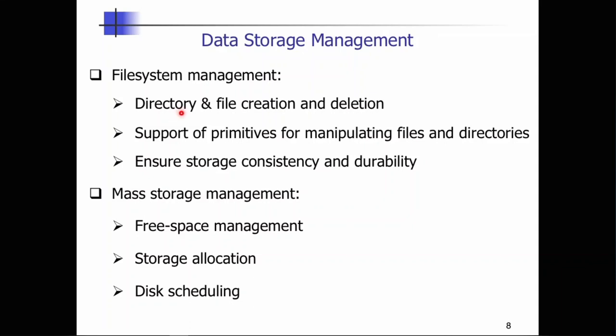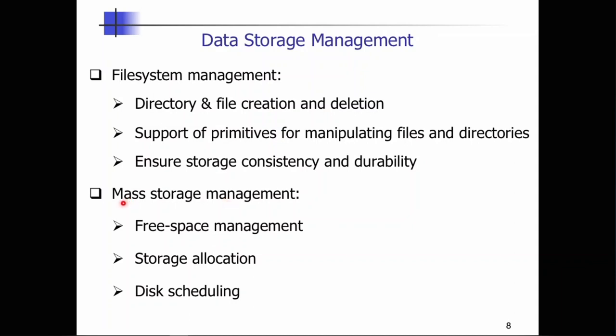And within those directories or even subdirectories, you will eventually have some files. All of that is managed by the operating system, and we can classify that as the file system management, to be able to support primitives for manipulating these files and directories, and to be able to ensure that the storage is consistent and durable. Now all those belong to the category of managing the file system. And there are other types of management also.